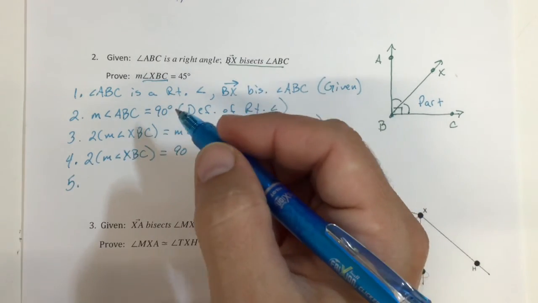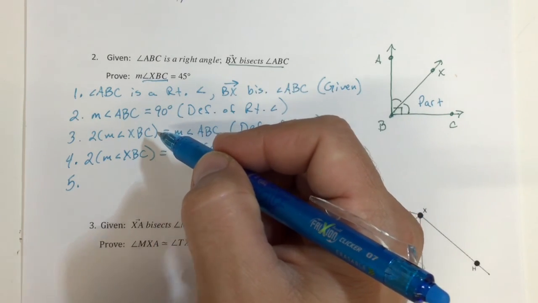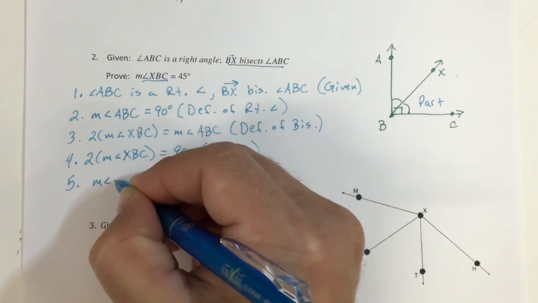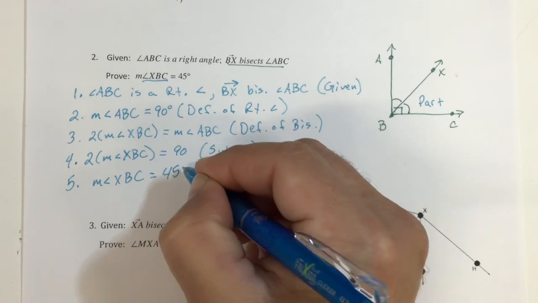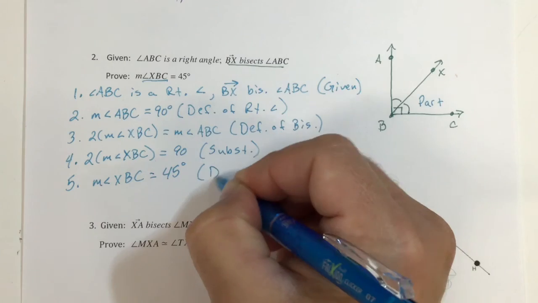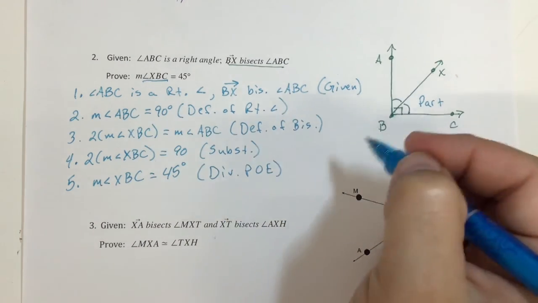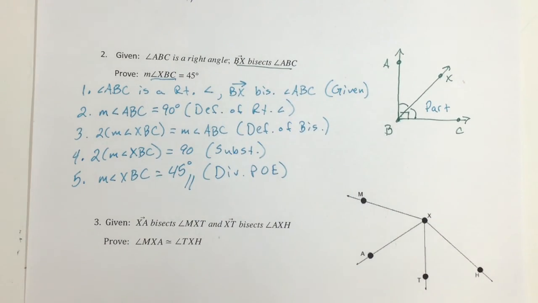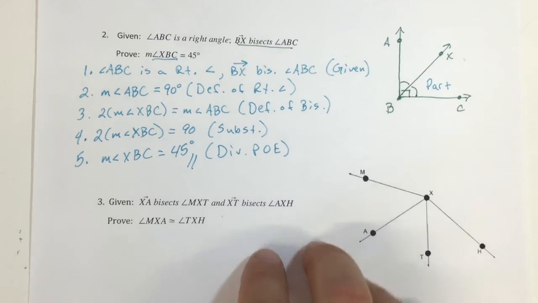So this is still considered a non-algebraic proof because we're not using a bunch of algebraic expressions like 4x minus 2. But we do divide both sides by 2 here and get the measure of angle XBC. 90 divided by 2 is 45. And that is just the division property of equality because I'm using an equal sign. And that finishes that proof. So we will use some algebra skills even though we're doing what we consider to be non-algebra proofs. Okay, that's going to wrap up our video for the notes. We will take a look at example 3 in class.